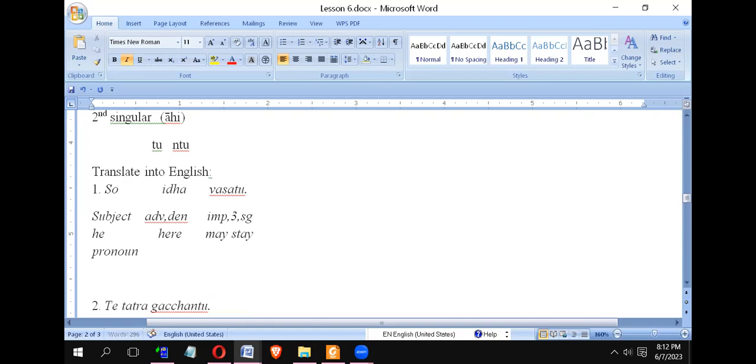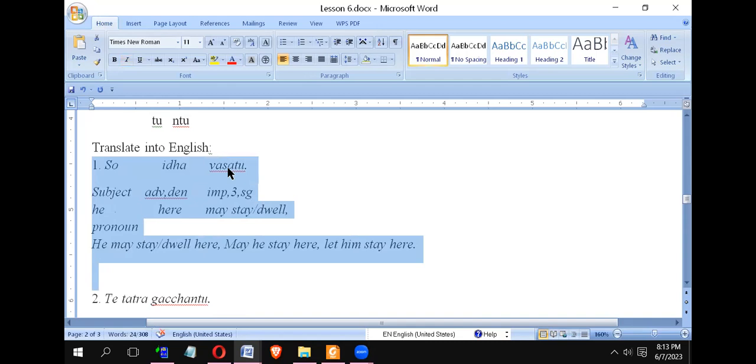May stay, may dwell. Okay, what is another way to translate this? So how do you translate it? He may stay here. May he stay here. Let him stay here. Nice. Besides stay, we can use the word dwell. Let him dwell here. I think this is so far not so difficult for people.